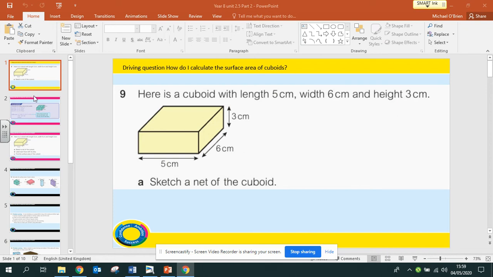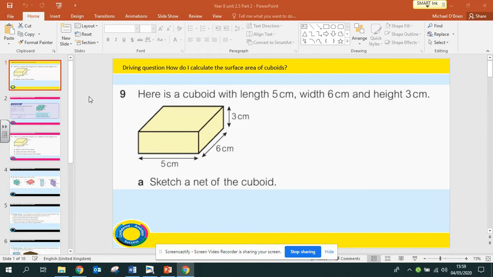Hello, here we go with the second part of our lesson on surface areas. Our driving question today is, how do I calculate the surface area of cuboids? So we're moving away from cubes and we're getting into cuboids, which are a little bit different. We're going to start off with a reminder of what we've done in previous lessons.